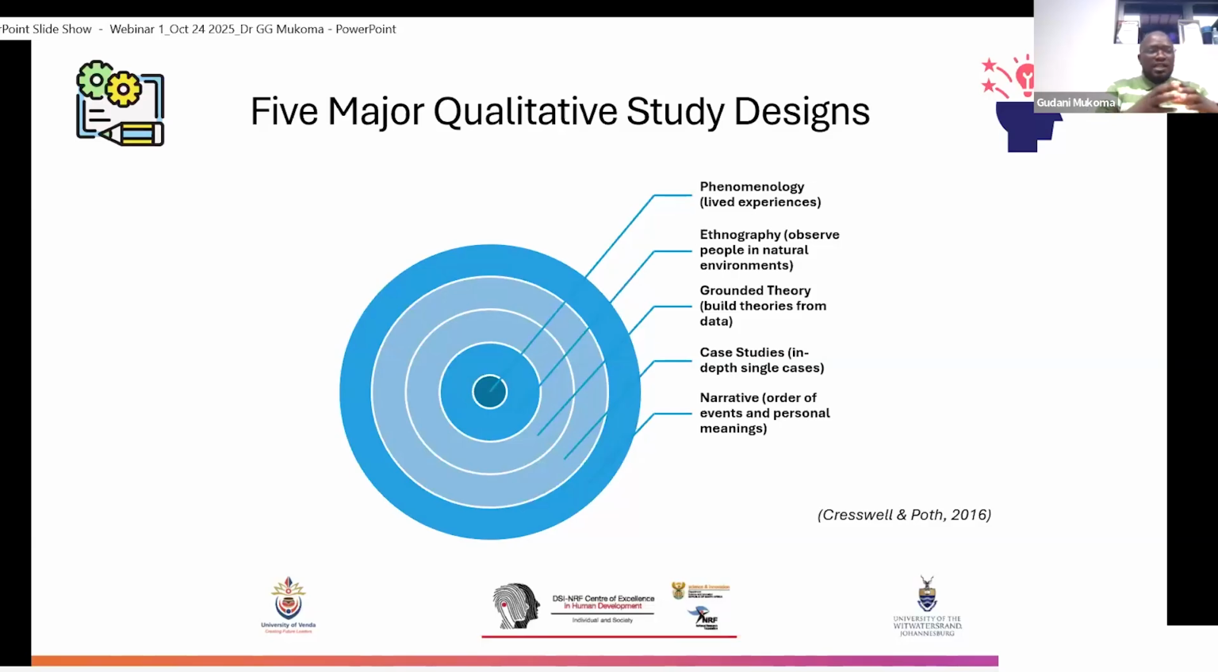And this is about lived experiences. So this design focuses on exploring and understanding people's lived experiences, the meanings they give to those experiences, and the researcher gathers data mainly through in-depth interviews and analyzes it to find the core essence of the phenomenon being studied. So already here you are able to get a sense of the kind of data collection you're going to do.